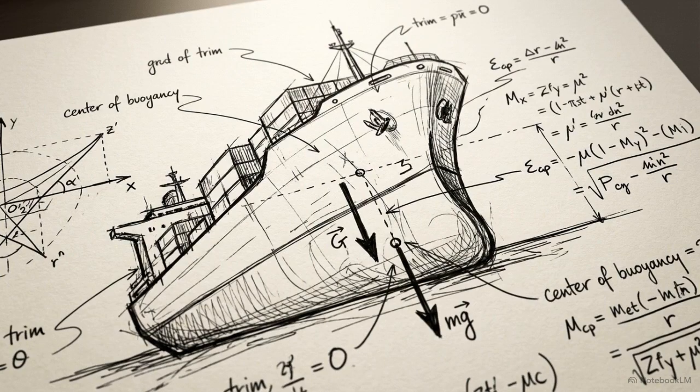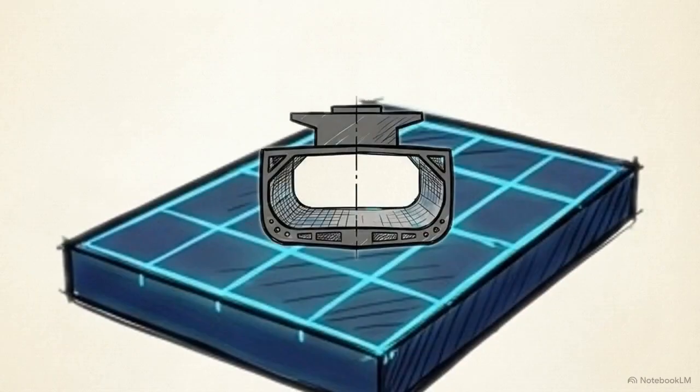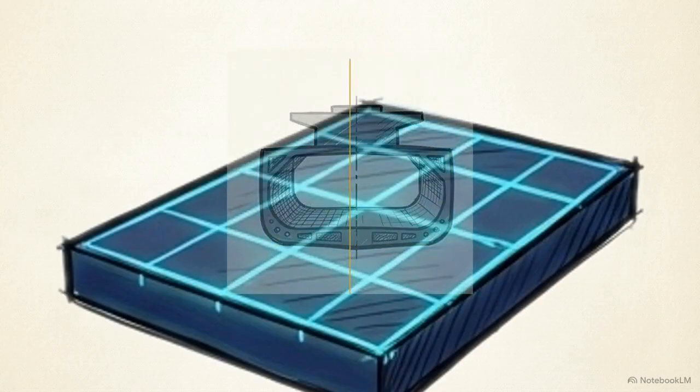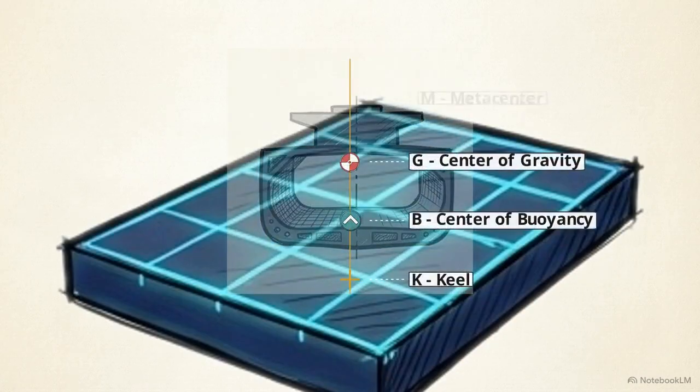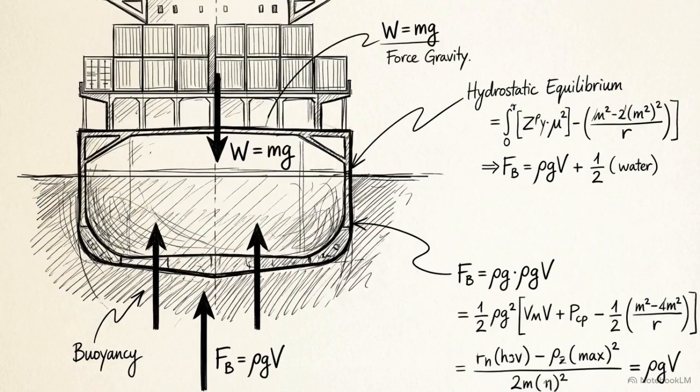To predict whether a ship will safely snap back from a heel or slowly capsize from a list, marine architects reduce the entire mass of the steel hull down to exactly 4 theoretical geometric points. A ship's survival at sea is dictated by the dynamic mathematical relationship between gravity pulling down and buoyancy pushing up.